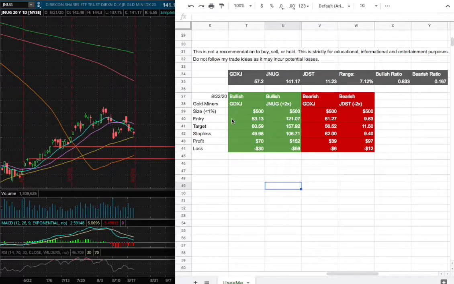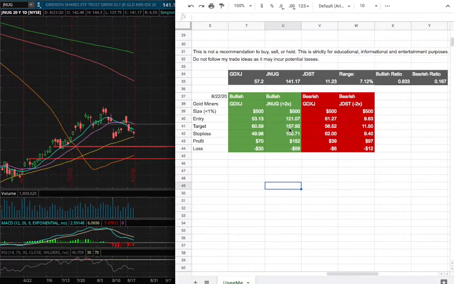So for the trade idea of the week, my position size will be less than 1% of my portfolio for JNUG, and my entry will be $121.07. That is slightly below where we see the 50-day moving average and where we had a previous resistance level. Since we're above resistance, that will act as our next support. So that will be my long entry.